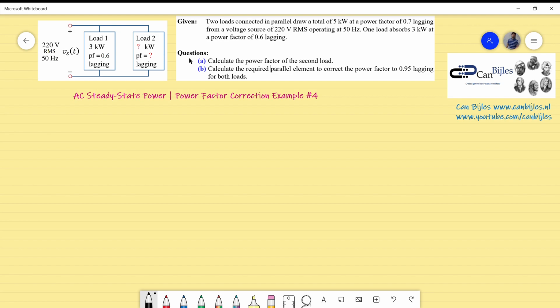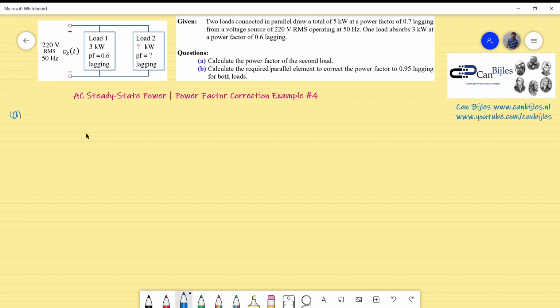So let's look at the questions. Calculate the power factor for the second load, so this one. And question B is calculate the required parallel element to correct the power factor, such as to increase the power factor to 0.95 lagging for both loads. So we need to increase the complete power factor from 0.7 lagging to 0.95 lagging for both of the loads.